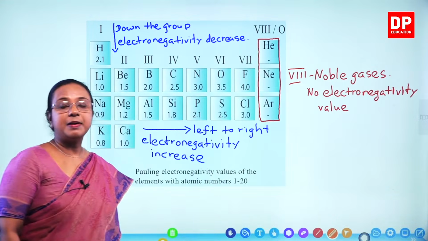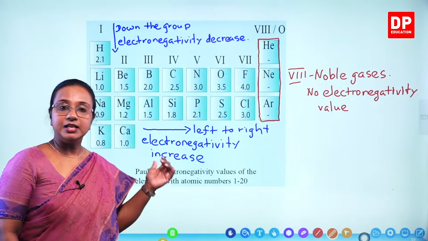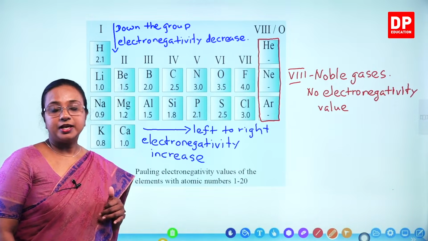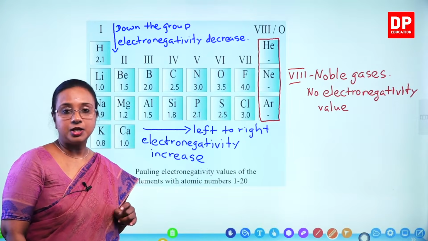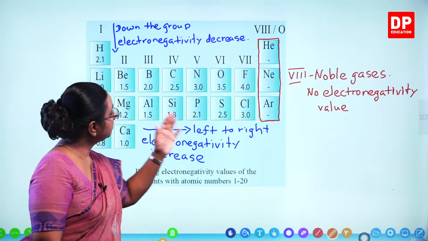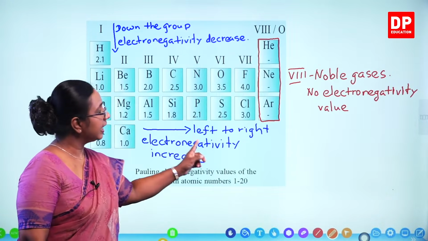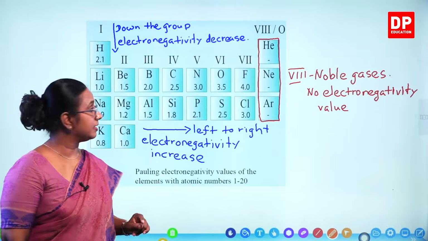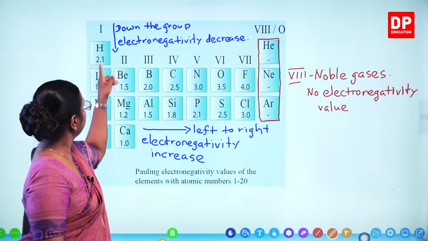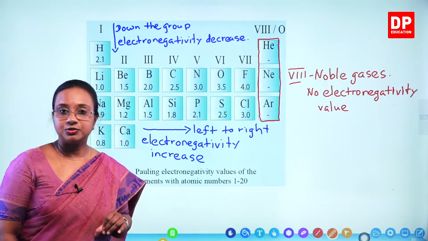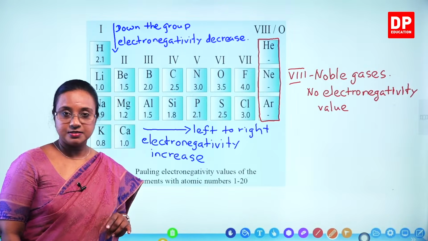That is the pattern you see in the electronegativity in a periodic table. Along the period from left to right, electronegativity increases. Down the group from top to bottom, the electronegativity decreases.